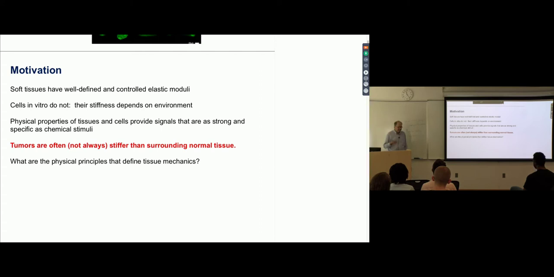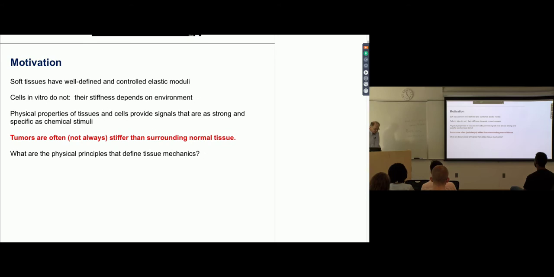Okay, and again, there's this thing in red that has driven a lot of work, and that is that tumors are often stiffer than non-malignant tissue. It's not always true, but it's often true, and this has really driven a lot of research in the area. But from our point of view, it would be nice to understand what the physical principles are that make this stiffness, and if we understood that, we could do something about it.